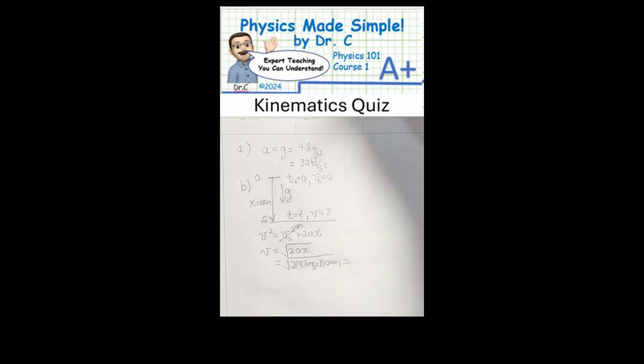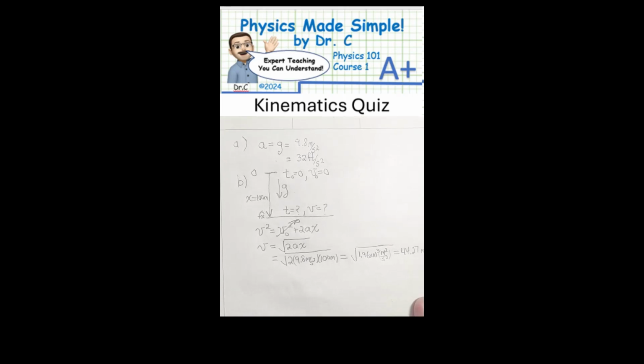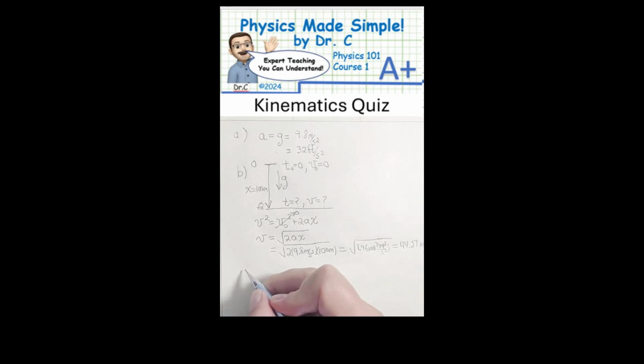Doing the math on your calculator, this becomes the root of 1.96 times 10 to the 3 meters squared per second squared. Check the units. And the square root gives us 44.27 meters per second. So that's the answer for part B.